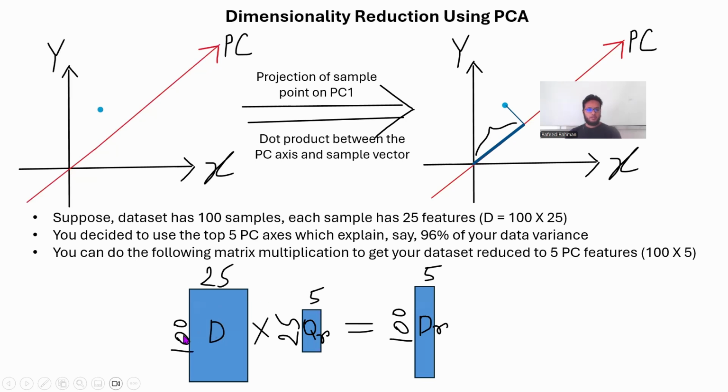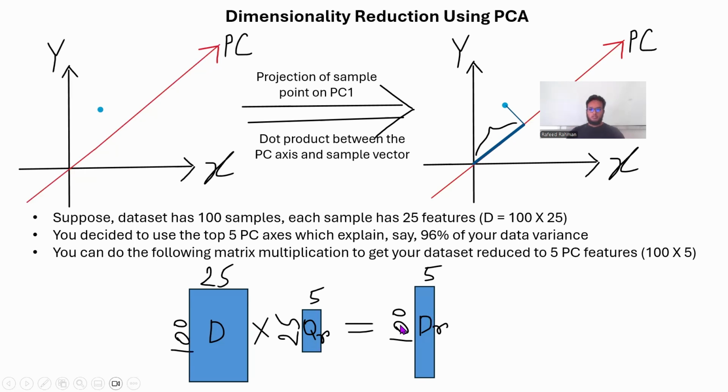You take the dataset D, 100 samples are the rows and 25 features. You matrix multiply it with the Q reduced matrix. So what is the Q reduced? So we know the Q matrix, right? Q matrix had the eigenvectors or all the PC axes. Q reduced will only have the top 5, right? So the first column is the PC1, the second column is the PC2, and the fifth column is the PC5. If you multiply these two things, you are going to get back this matrix of shape 100 into 5, which is the DR or dataset reduced.